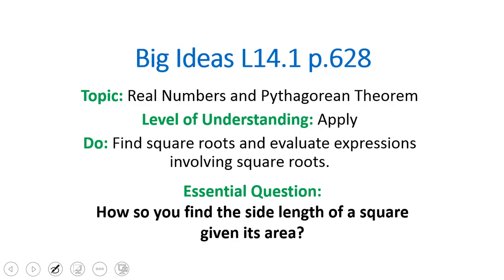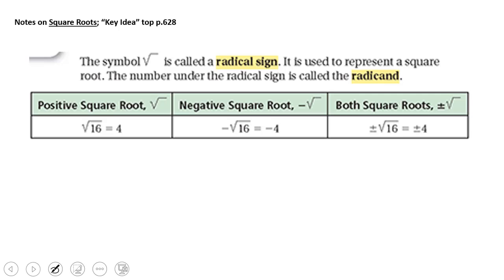Let's get busy. Our essential question for this first video: how do you find the length of a square given its area? All right, so ladies and gentlemen, there are a lot of things you need to know about square roots. You took some notes, hopefully from the top of page 628, and you recognize that every single positive number has a positive and a negative square root. You know that square roots are numbers that when multiplied by themselves equal a given number. And then you recognize perfect squares.